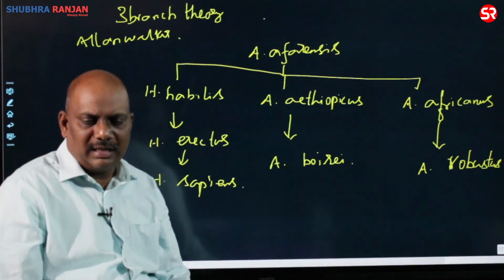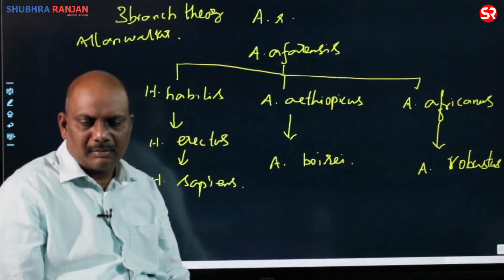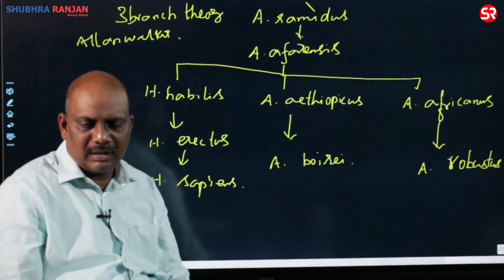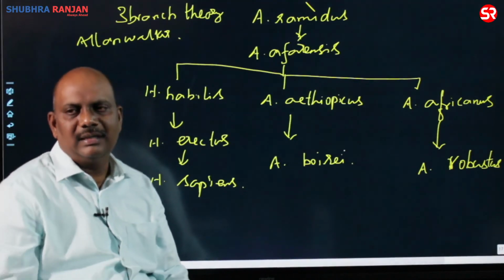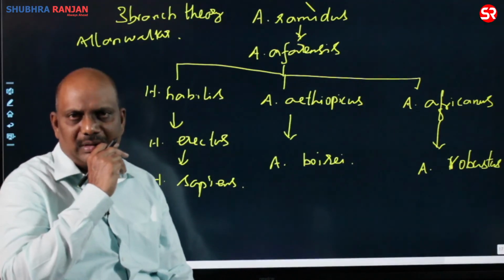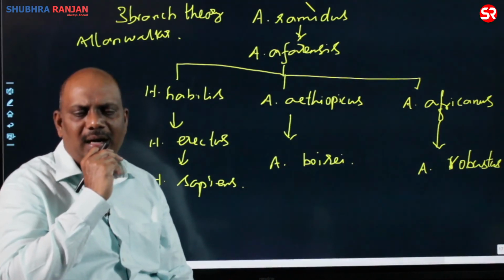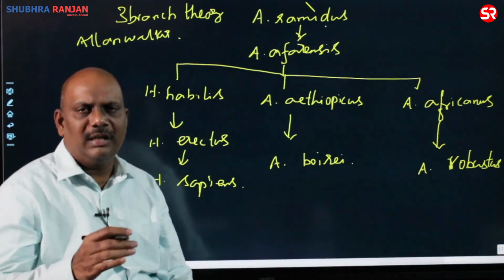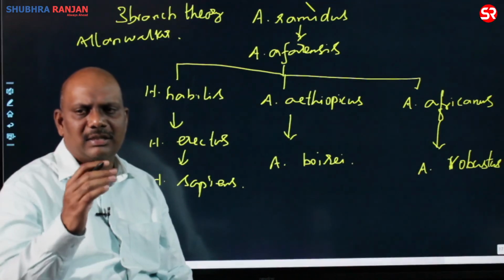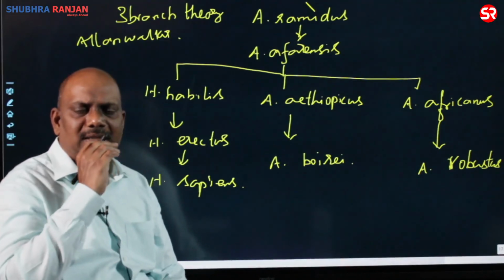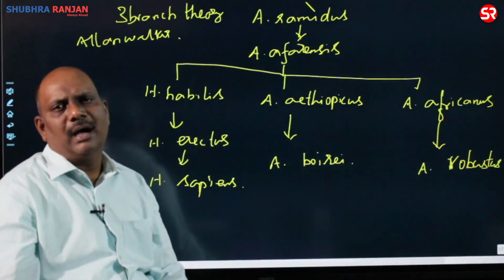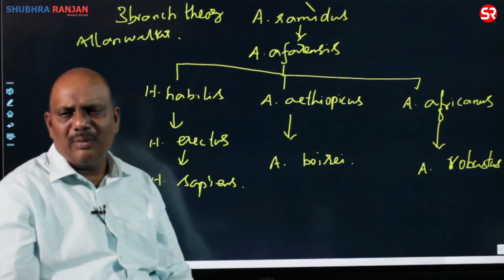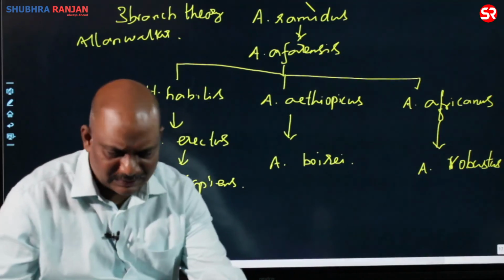And the latest view says that with the discovery of Australopithecus ramidus, which is the oldest one, the latest table reads like this: Australopithecus ramidus, which evolved into afarensis, and then this. This is the latest table. So for the three branch theory given by Alan Walker, there is no need to include ramidus. But while giving a conclusion, we can write one more table adding ramidus, suggesting that this is the latest schema of the phylogenetic status of Australopithecus.